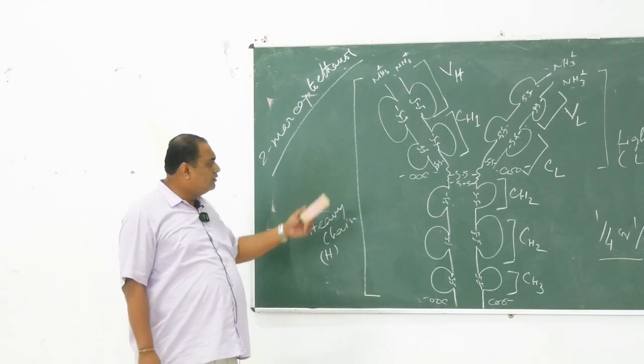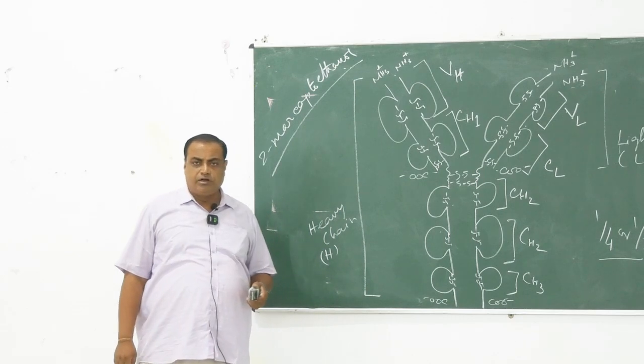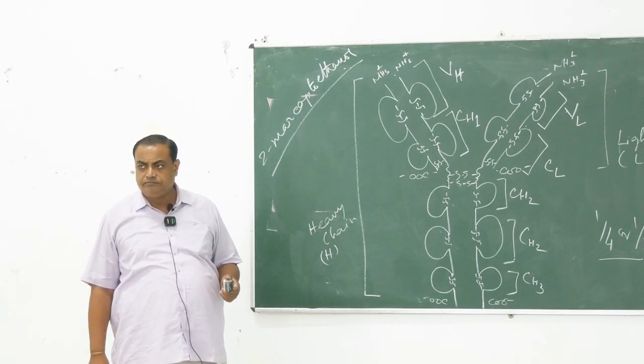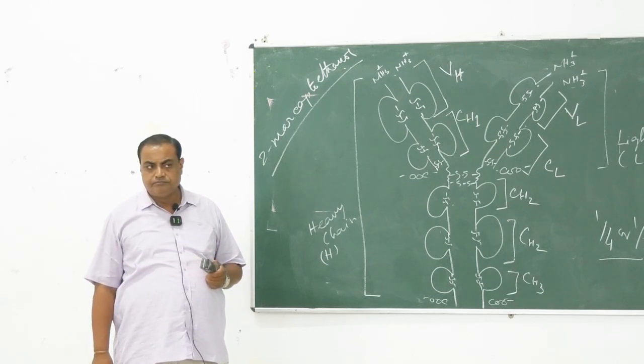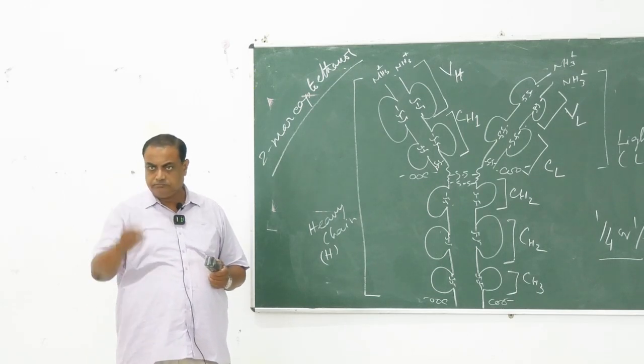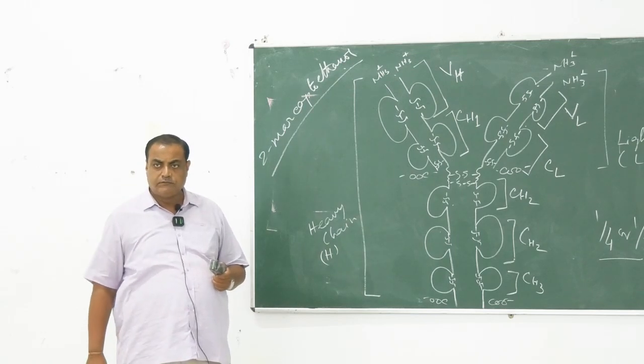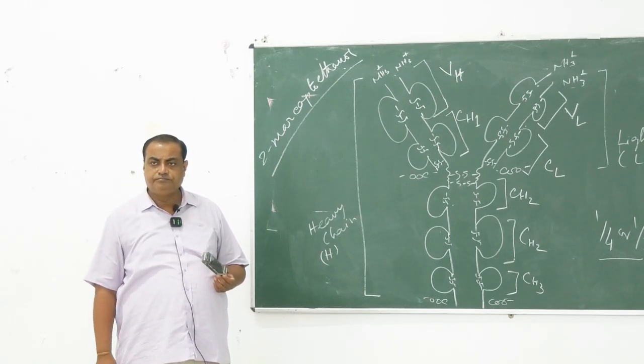So, if they are dissolved by 2-mercaptoethanol, then what will be the product? And how many products will be there?